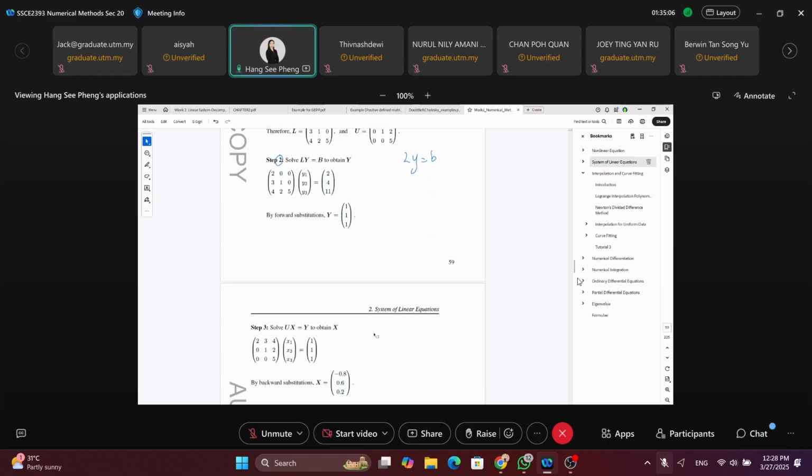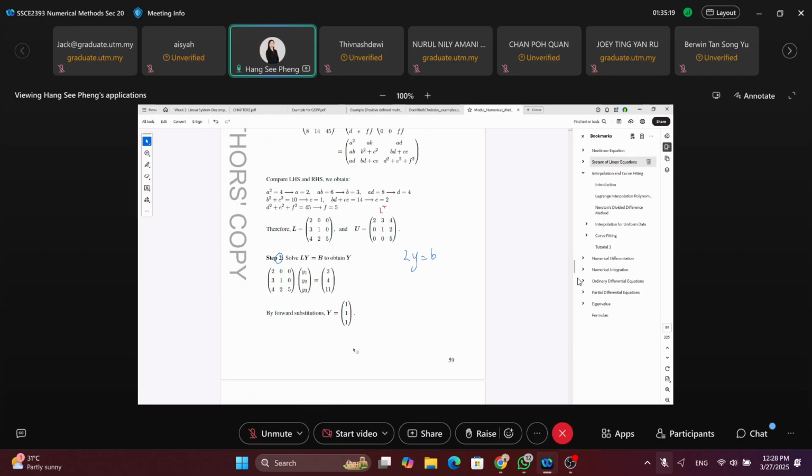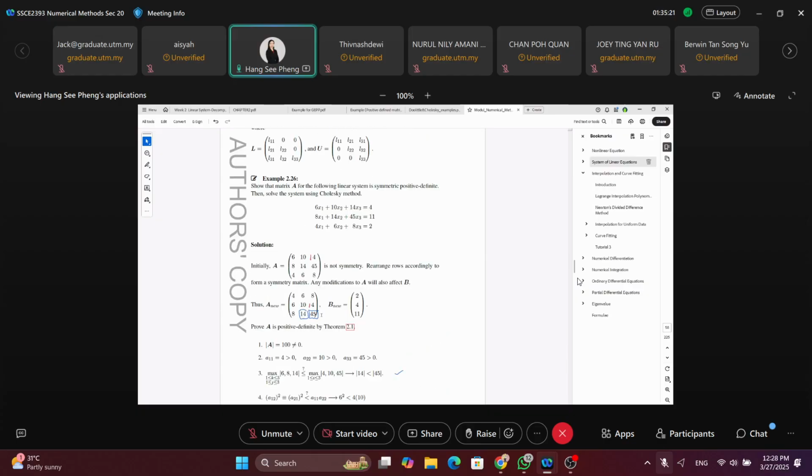And after that, solve for Ux equals Y. Bring the Y here. Solve for x1, x2, x3 using backward substitution. So this is the answer: x1, x2, and x3. If you want to check, just put it back into the equations and see whether it is approximately equal to the right-hand side values, or just use the calculator to check the actual solutions.